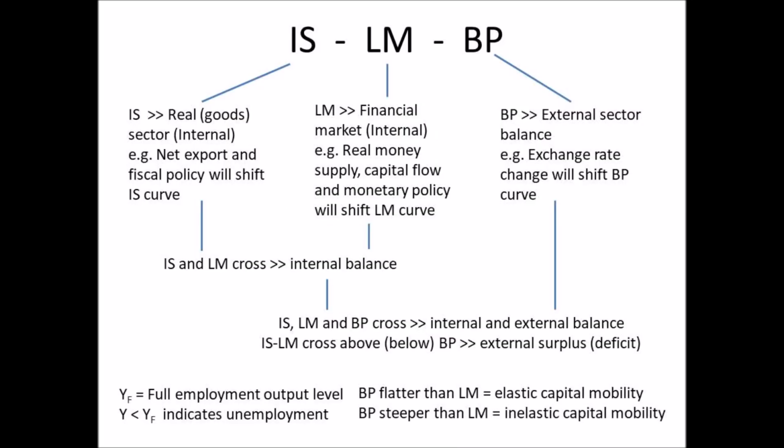IS, LM, and BP. IS represents the goods market. LM represents the financial market. BP represents the external sector. So IS represents the goods market, or what we call the real sector. Anything that happens with the goods market or real sector will affect the IS curve, shifting it left or right. For example, exports, imports, or net exports increasing or decreasing.